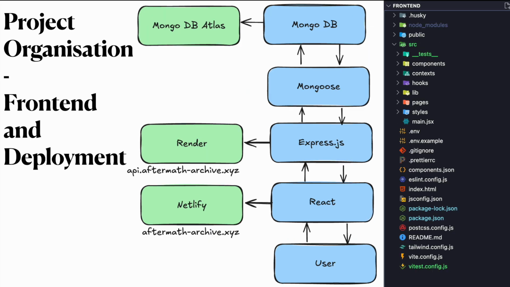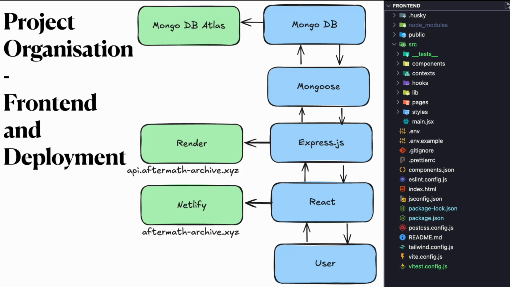Looking at the front end and deployment aspects, the user interacts with the front end via a browser to React hosted on Netlify. The React application makes requests to the backend with Axios, as we've used in this case. The Express.js server is hosted on Render, which provides the app logic and the interaction with MongoDB. The MongoDB instance is hosted on MongoDB Atlas.